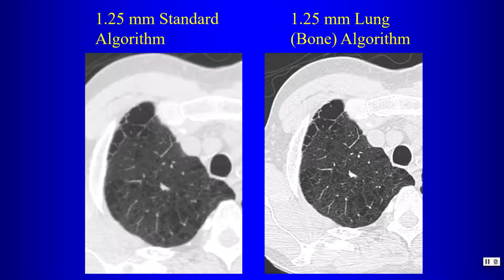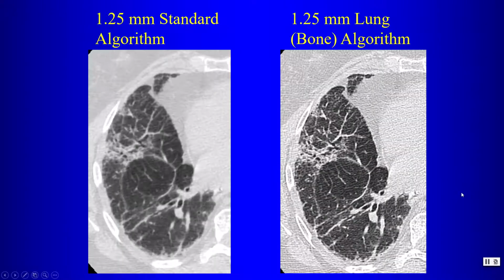Now, this is not going to help you to look at the soft tissues because this makes the soft tissues a little bit harder to interpret. The soft tissue detail is much smoother when we look at it under standard algorithm. So you will need to look at both sets of images. You'll look at standard algorithm to look at the soft tissues, and then the lung or bone algorithm to look for detail in the lung parenchyma.